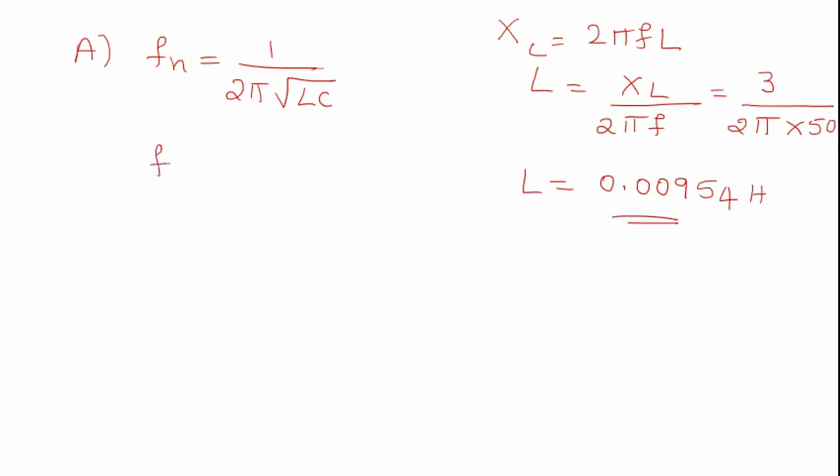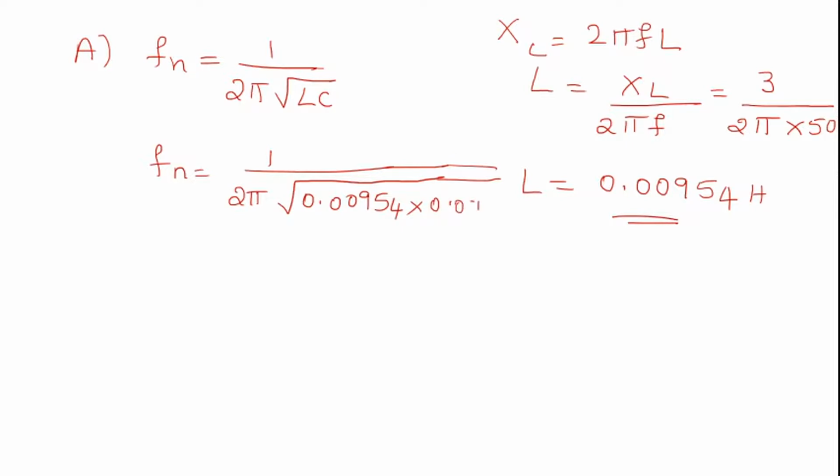Substituting that, Fn is 1 by 2 pi root of 0.00954 into C, where C is 0.015 micro. So we get Fn as 13.29 kHz. This is the value of Fn.